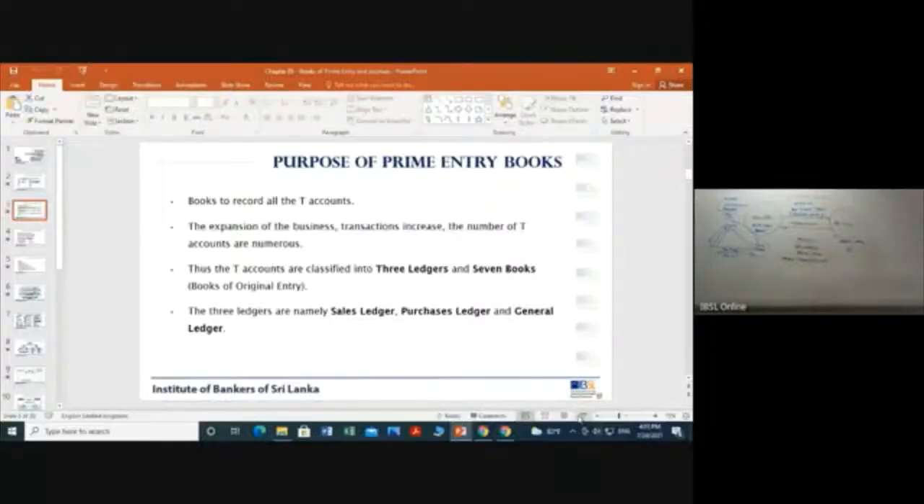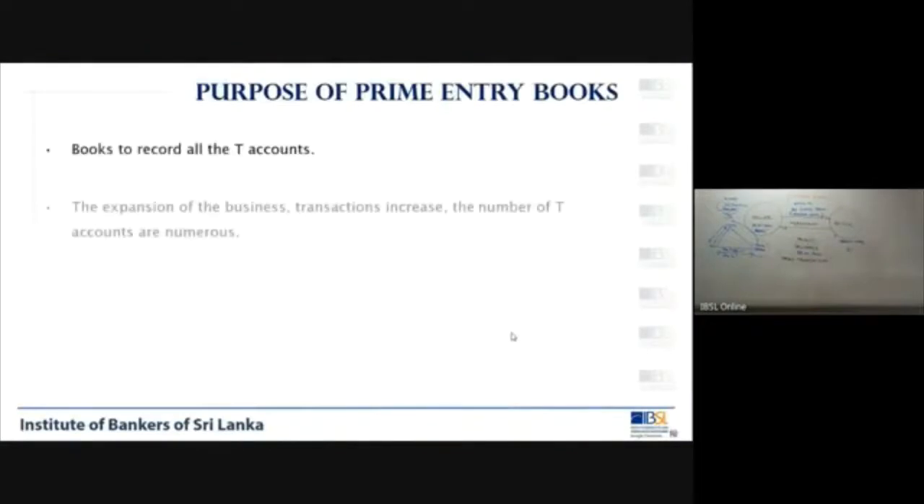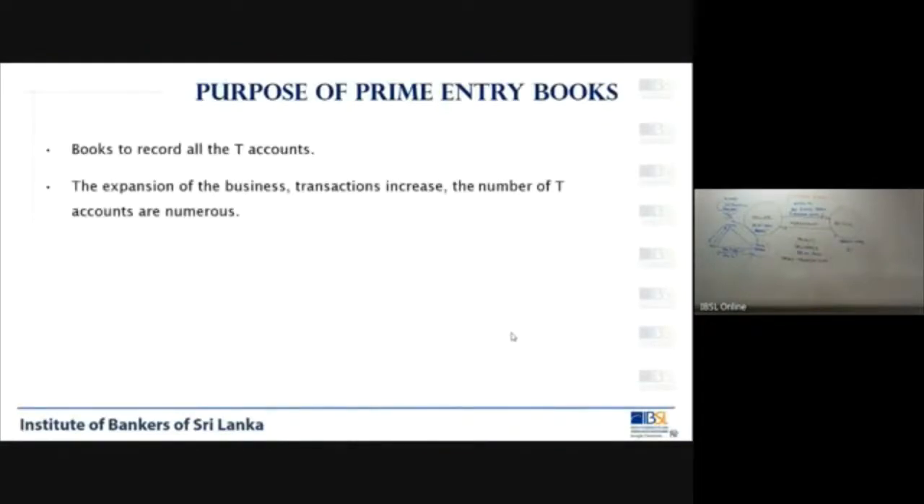So getting back to the presentation. You will record all the transactions in your T accounts in the dedicated prime entry books. So as I told you earlier, with the expansion of the business and the increase in transaction volumes, the number of T accounts also has increased.